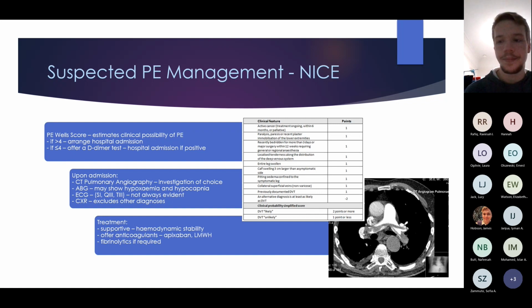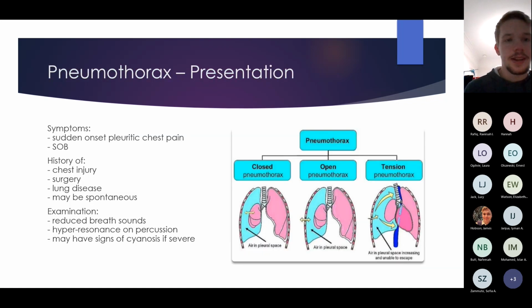Another emergency cause of that pleuritic chest pain is a pneumothorax, which is where you have air in the pleural cavity, which often then compresses the lung, causing that chest pain and causing that shortness of breath. So there's a bit of a diagram there.